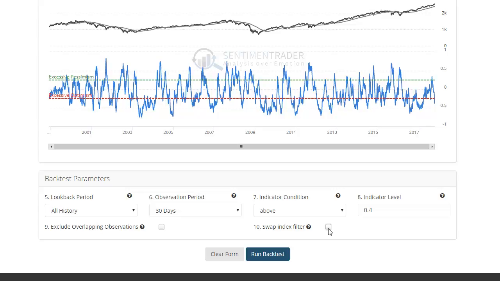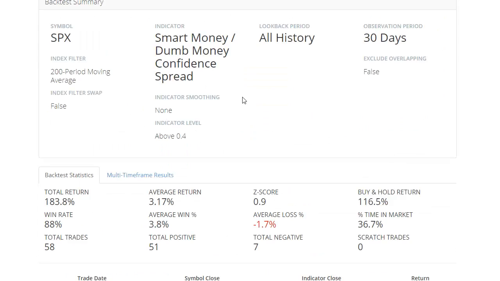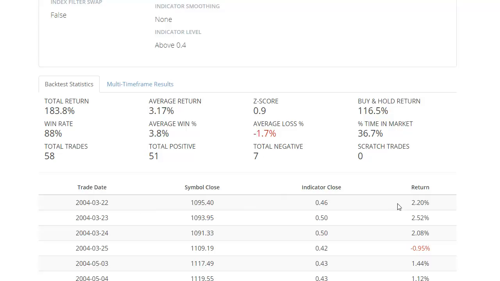So we're not going to have that now, so the test is going to test for conditions when the S&P is above its 200-day moving average. Just click run the backtest and it'll give you the figures. So this just gives a summary of what the backtest is about, the parameters that you selected, and this will give the actual results along with the dates and the return in the index going forward.